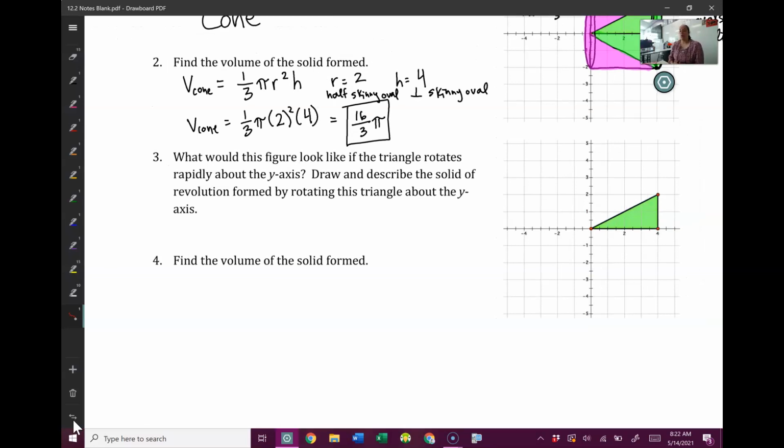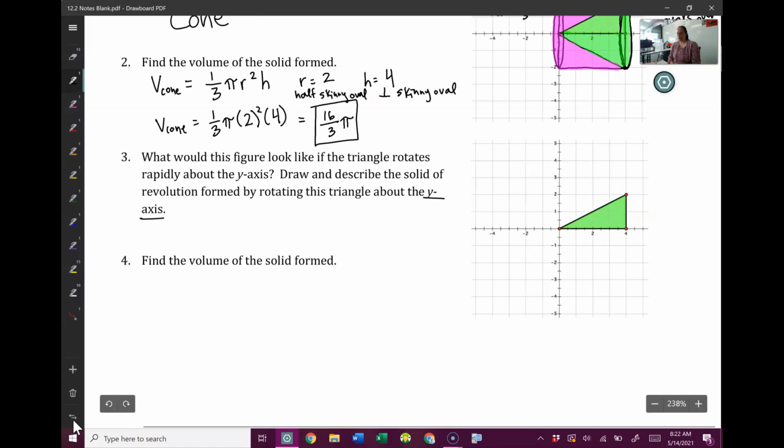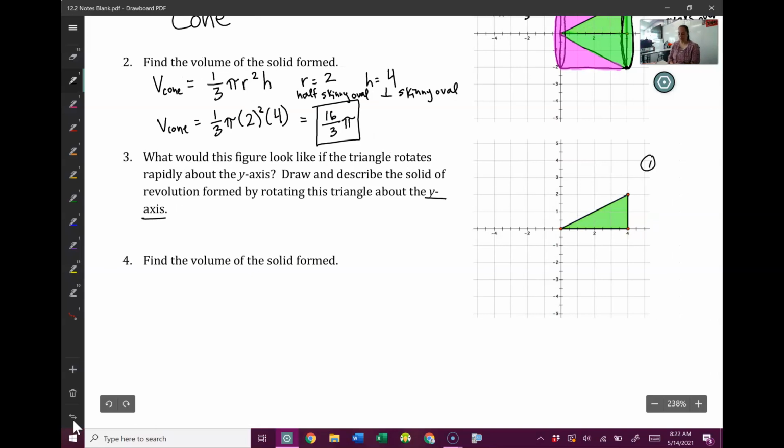Now we're going to do one other thing different in this problem. And that is, we're going to change the axis. Instead of rotating around the x-axis, we want to now rotate around the y-axis. Rotate this way. So let's start by drawing. Step 1, reflect across the axis. But this time I'm reflecting across the y-axis. So I'm reflecting it this way.